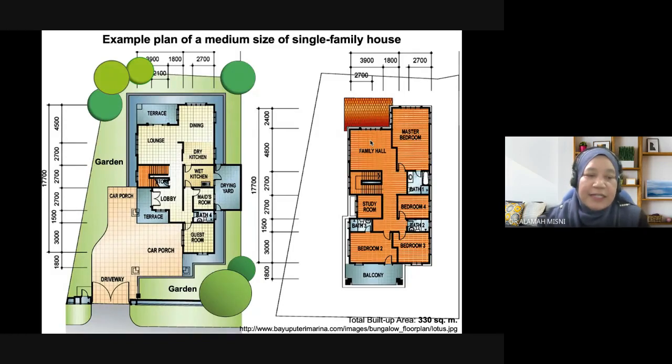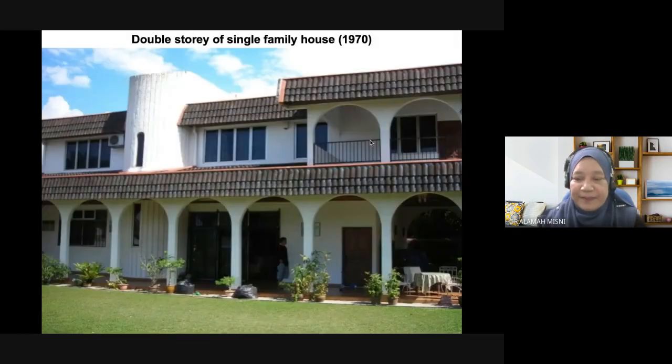In Malaysia, single family house with the surrounding garden are presently the most common type of house typology for the upper middle and upper classes. Okay, and this group of peoples represent around 40% of the citizens of Malaysia. Next. So this is an example of double story of single family house during 1970s located in Shah Alam.